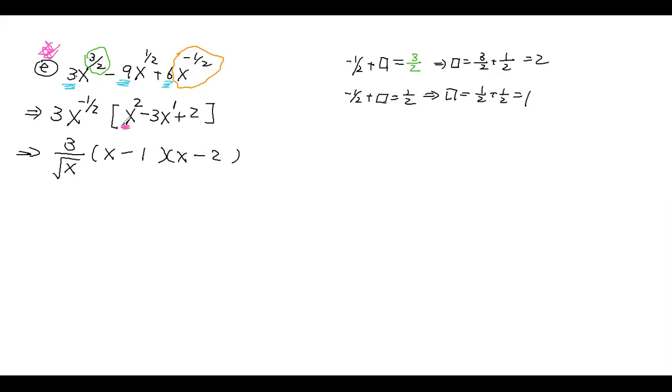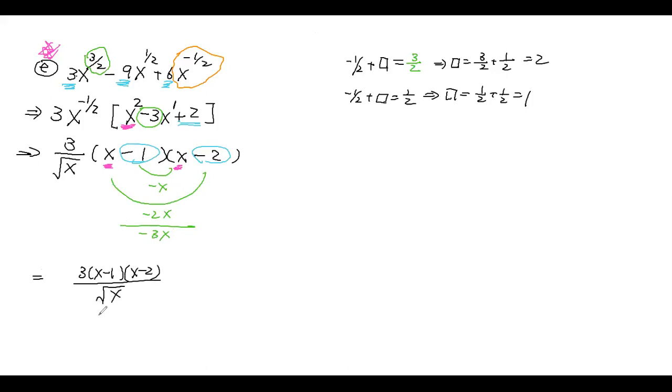So still do the color coding. The x squared, you're taking care of by doing this. And then the 2, you do this and this, right? So negative 2 times negative 1. Now let's see here. So you multiply here, this is negative x, and then here, this is negative 2x. When you add, what is here? Negative 3x, match. So I know I factored correctly. So the final answer is 3, x minus 1, x minus 2, over square root of x.